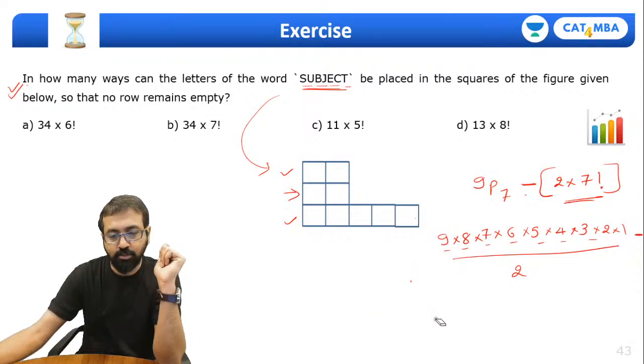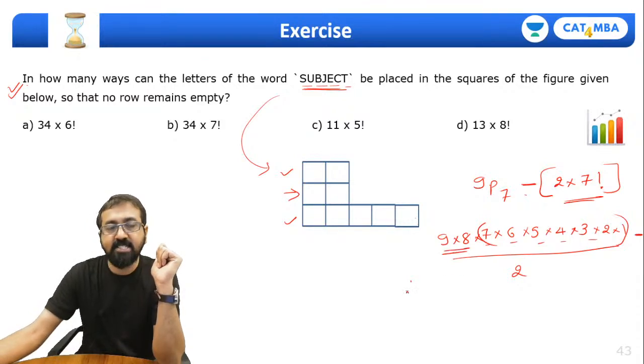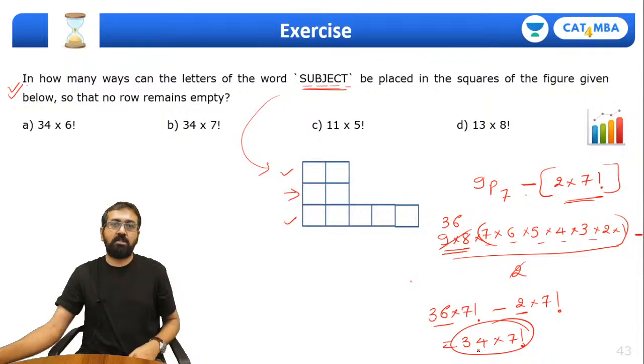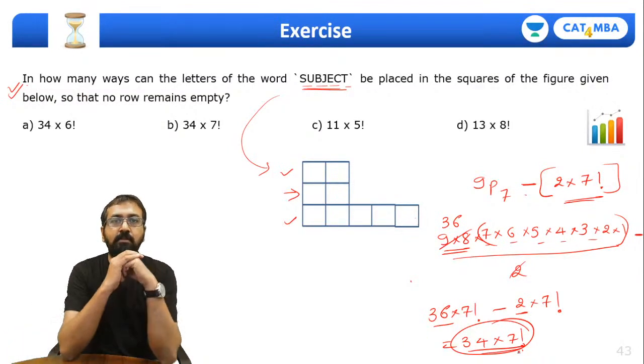I'm sure you have understood this thing. Now can I say this is nothing but 7 factorial and 9 into 8 is 72. 72 divided by 2 is 36. So what will I get? I'll get 36 into 7 factorial minus 2 into 7 factorial. So guys, what will this be? 36 minus 2 is 34 into 7 factorial. This is your answer. 34 into 7 factorial is your answer.